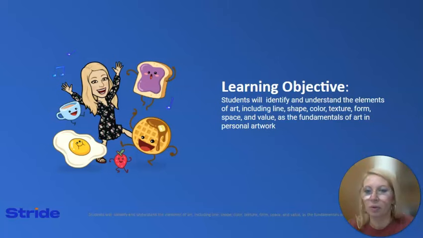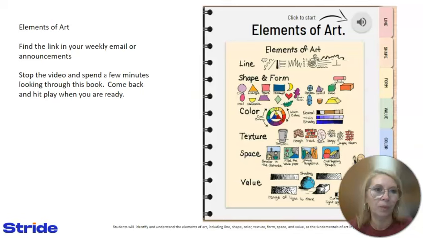Our learning objective for this week is that students will identify and understand the elements of art, including line, shape, color, texture, form, space, and value as the fundamentals of art in personal artwork. So basically the elements of art are building blocks that artists use to create their artwork, okay? They're right here on the side: line, shape, form, value, color, texture, and space.